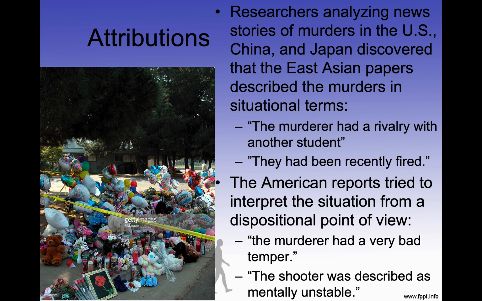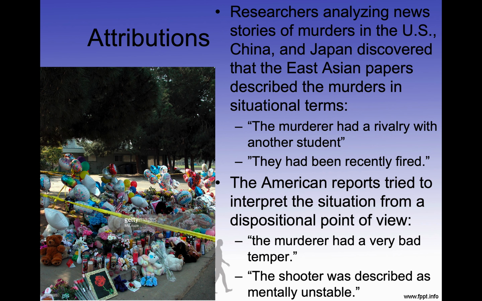Researchers analyzing news stories of murders in the United States, China, and Japan discovered that East Asian papers described murders in situational terms. The murderer had a rivalry with another student. They had been recently fired. The American reports tried to interpret the situation from a dispositional point of view. The murderer had a very bad temper. The shooter was described as mentally unstable.